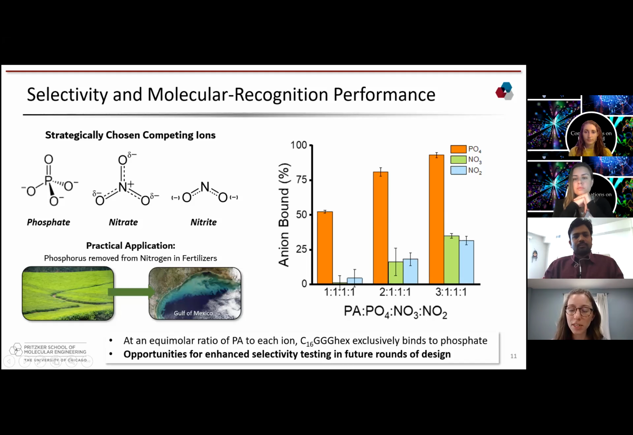And then as we increase the amount of peptide amphiphils present, we do see some nitrate and nitrite begin to bind. So overall, we are excited to see that there is selectivity, and this confirms that it likely is employing the protein-inspired binding mechanism that we want to design into this material. But there's definitely room for optimization as well. And so we have some ideas about what to do next for future rounds of design.